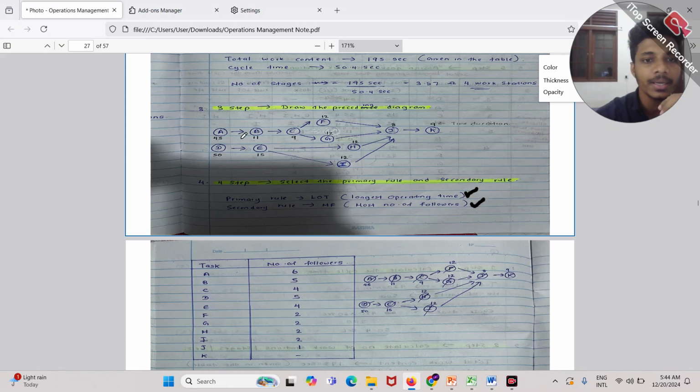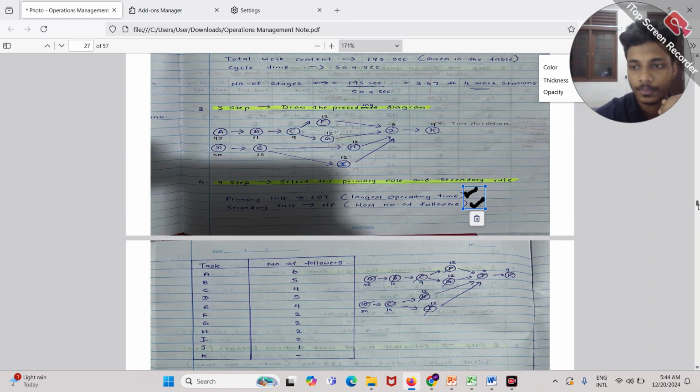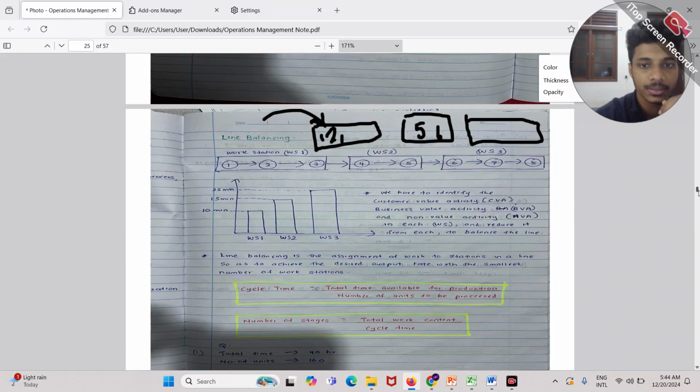It's like this, right? You can see here, I will explain these things, right? What is the primary rule? I mean, longest operating time, right? Primary rule and secondary rule, I will explain, right? So let's go with this.